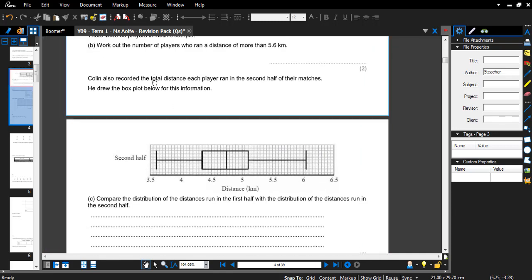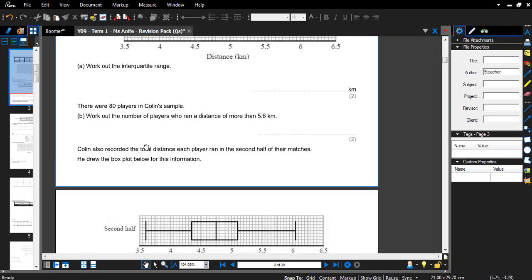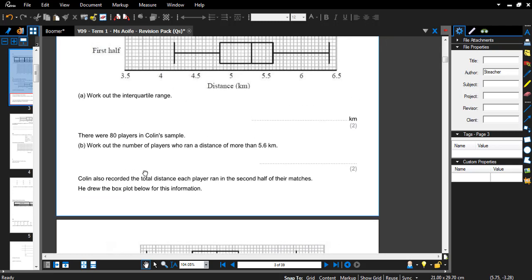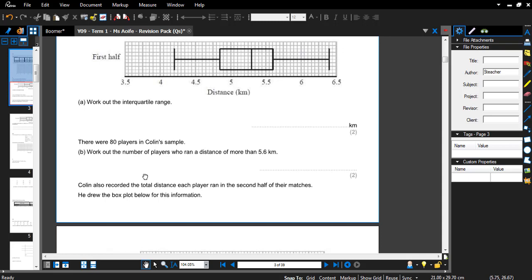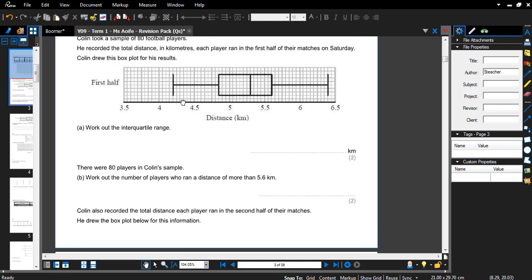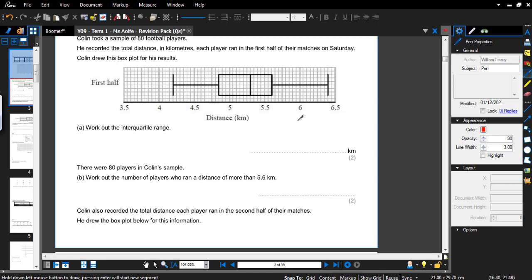Anyway, let's go. Question 2b. Work out the number. Again, all these solutions are up on Google Classroom. There were 80 players in Colin's sample. Work out the number of players who ran a distance of greater than 5.6 kilometers. First of all, where's 5.6 kilometers? It is right there, which is the upper quartile.